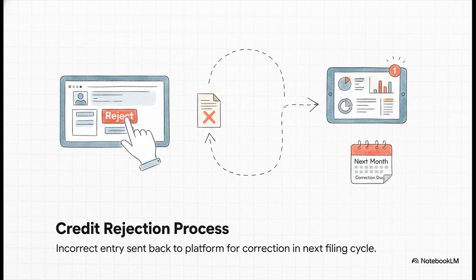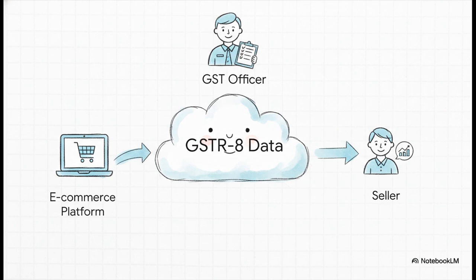That incorrect record is sent back to the e-commerce platform's dashboard. Basically, it tells them, hey, you need to fix this, and they're expected to correct it in their next month's GSTR-8 filing. And here's something else to keep in mind. This whole back and forth isn't happening in a vacuum. Once that GSTR-8 is filed, it's also visible to GST officers. It's a really key part of the system, designed to keep everything transparent and above board for everyone involved.